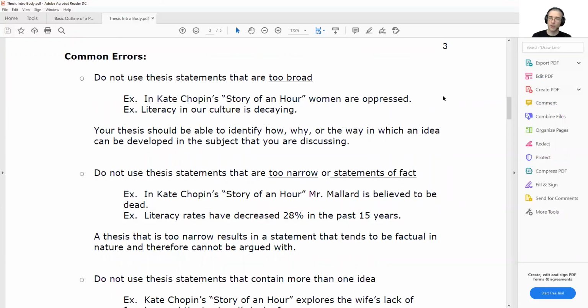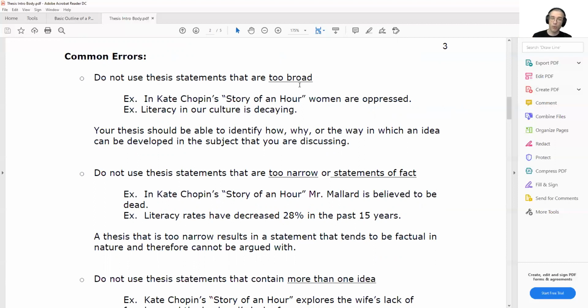So some common errors in thesis statements. Do not use thesis statements that are too broad. In Kate Chopin's Story of an Hour, women are oppressed. Why are women oppressed? What is it that's wrong with the oppression of women? That might seem obvious to you as it does to me, but you also have to make this kind of idea specific and explicit in your thesis statement.